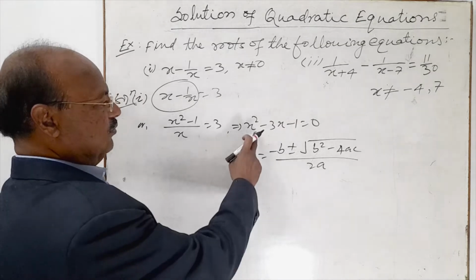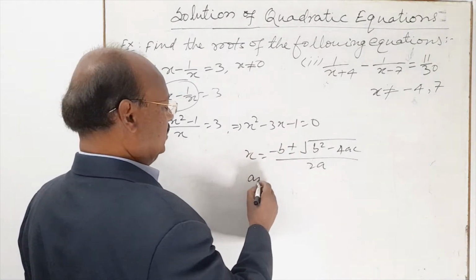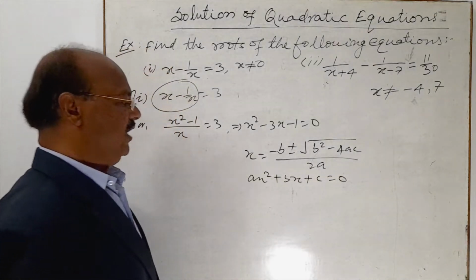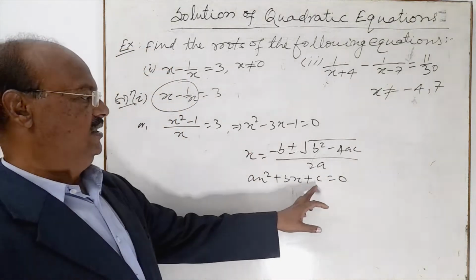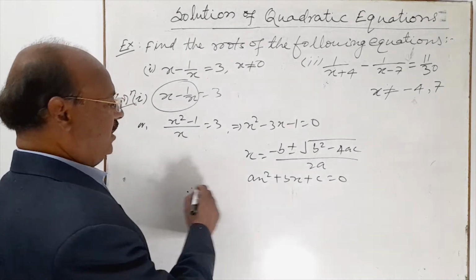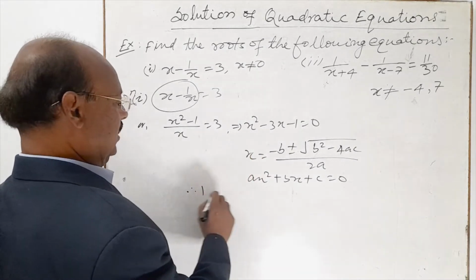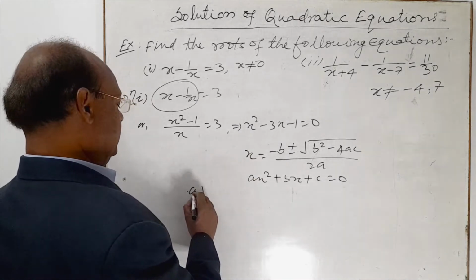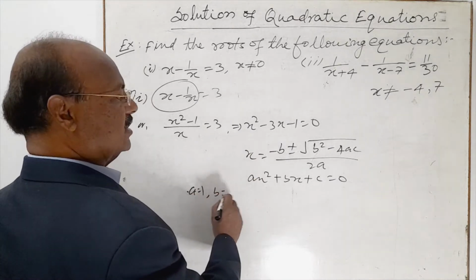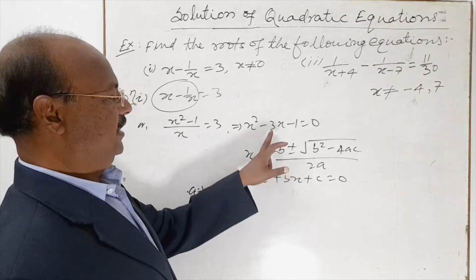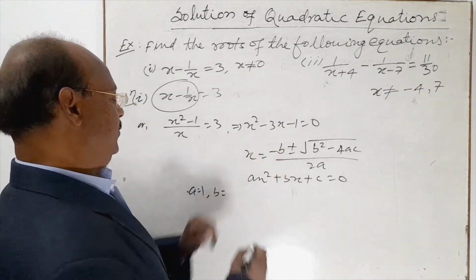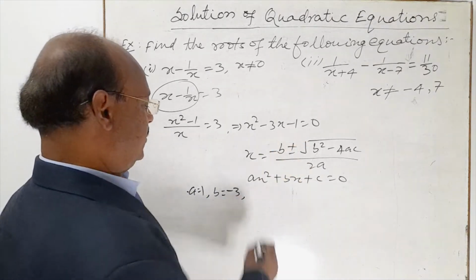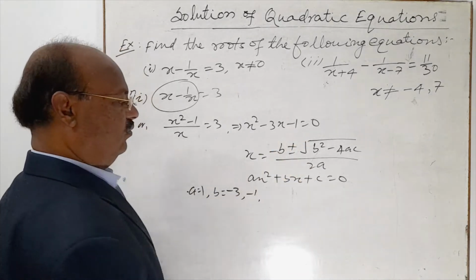Whenever you compare this quadratic equation with ax square plus bx plus c is equal to 0, we can get the value of a, b and c very easily. So you see here a is equal to how much? 1. 1 into x square is x square. So here a is equal to 1. b is equal to, here bx, here minus 3x. So b is equal to minus 3. And c is equal to how much? Minus 1. Correct? Minus 1.